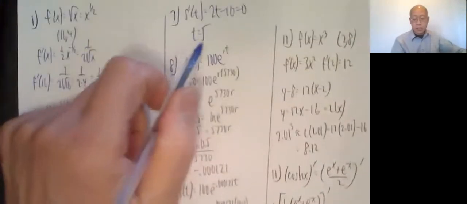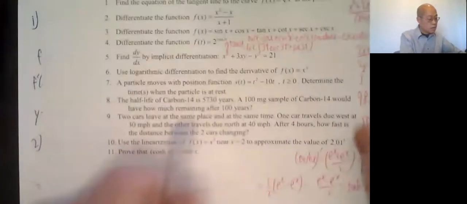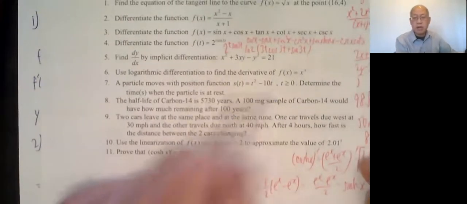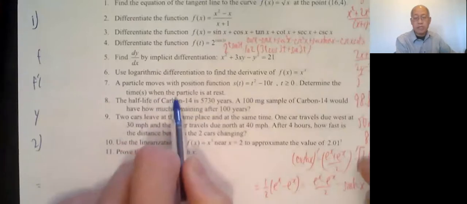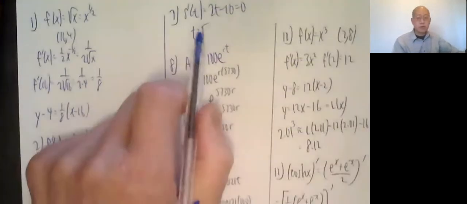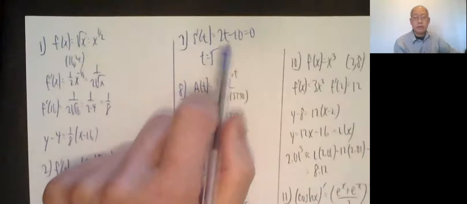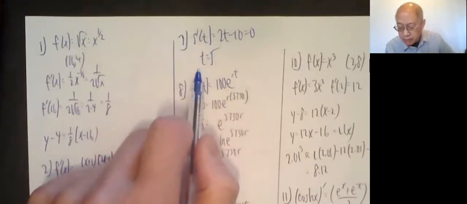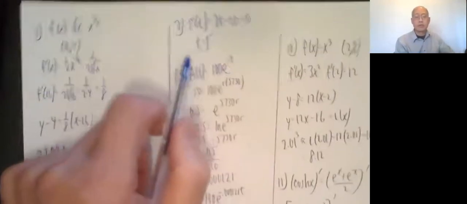Number 7, you have s of t is t squared minus 10t, t greater than or equal to 0. When is the particle at rest? That means velocity equals 0. So I simply take the derivative, 2t minus 10, set it equal to 0, t is equal to 5. And they don't give us any time period like seconds or minutes or hours, so we don't have to put anything. Just leave it as t equals 5.